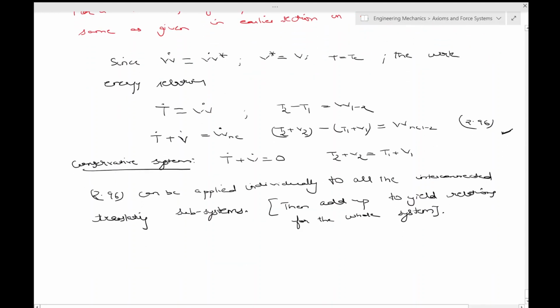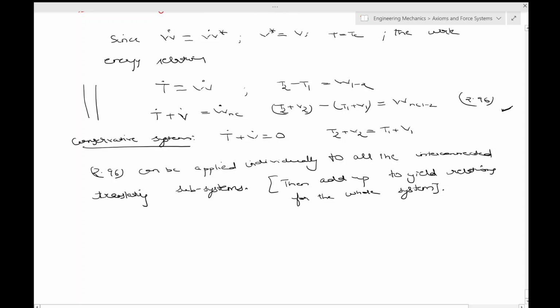So let me just write down more explicitly these equations. I want to say that T dot is equal to W dot internal plus external, T2 minus T1 is equal to W internal plus external 1 to 2. Then T dot plus V dot internal plus external is equal to W dot NC, non-conservative. There will be too many subscripts, so let me just write NC over here, internal plus external.